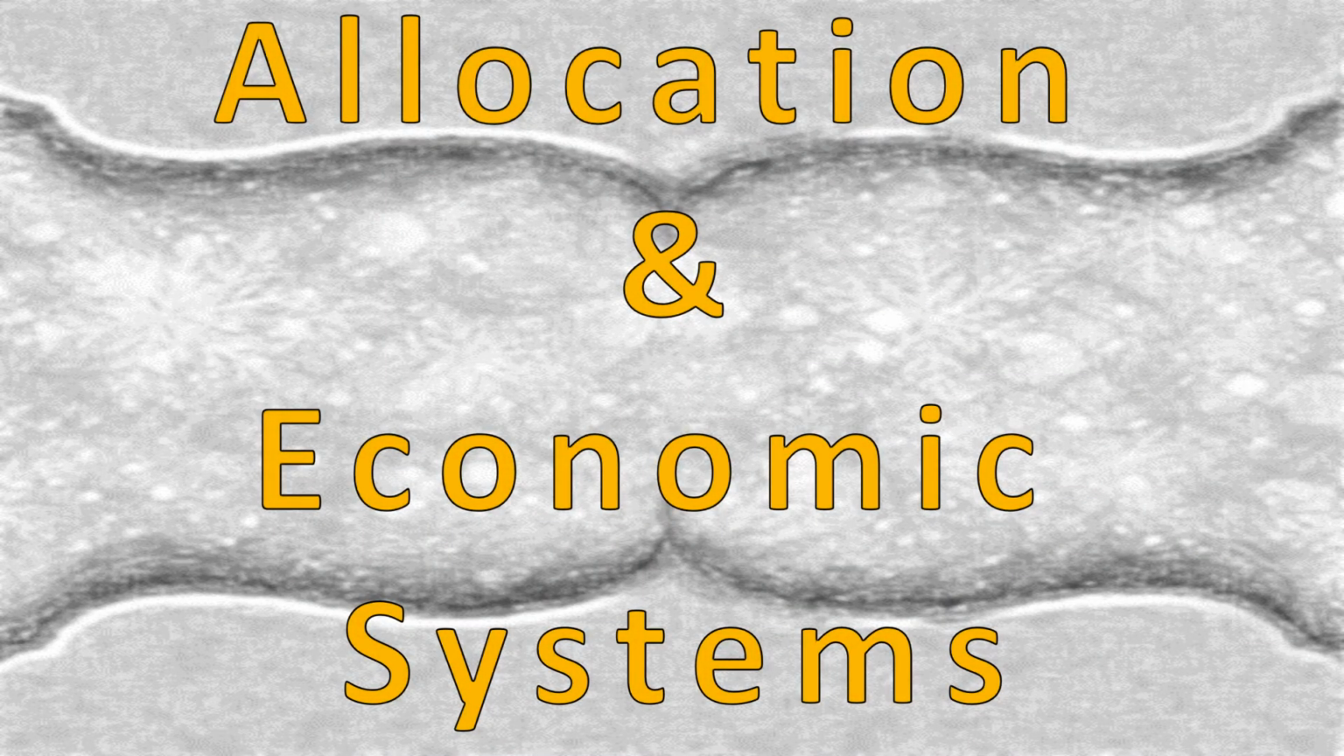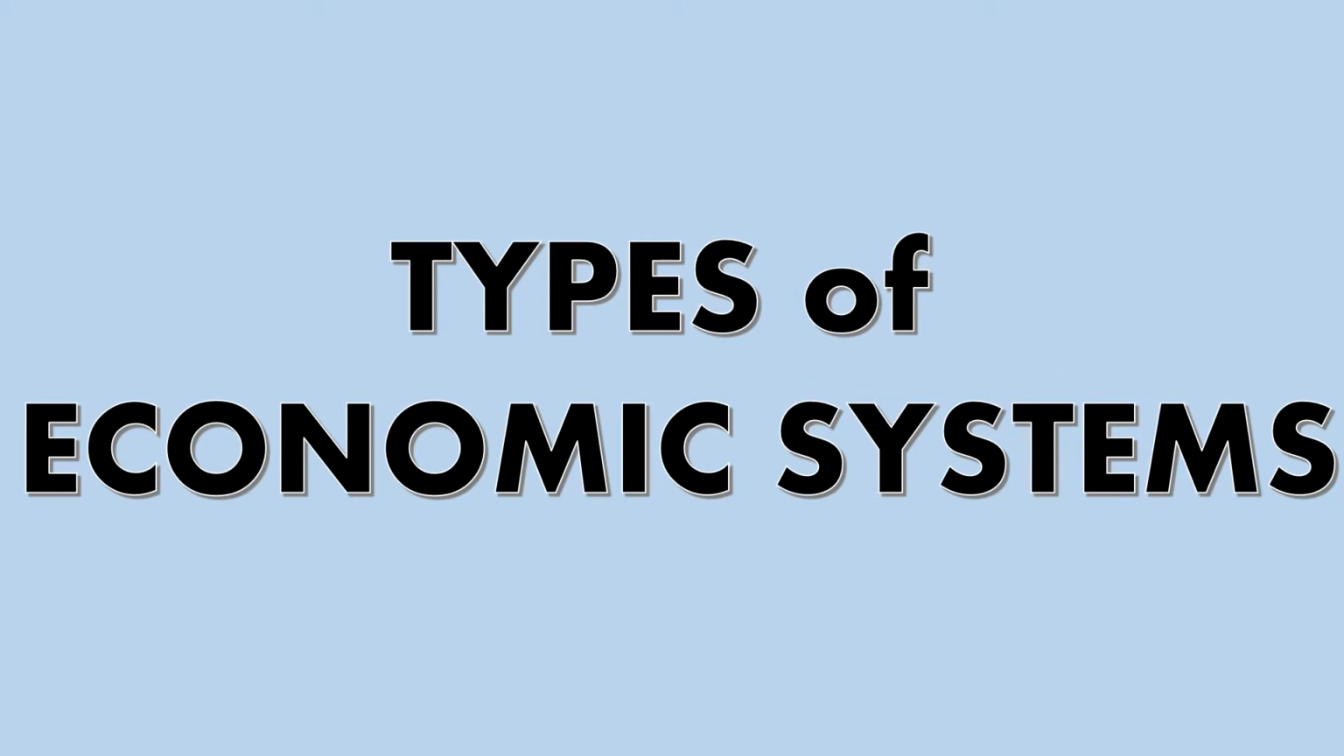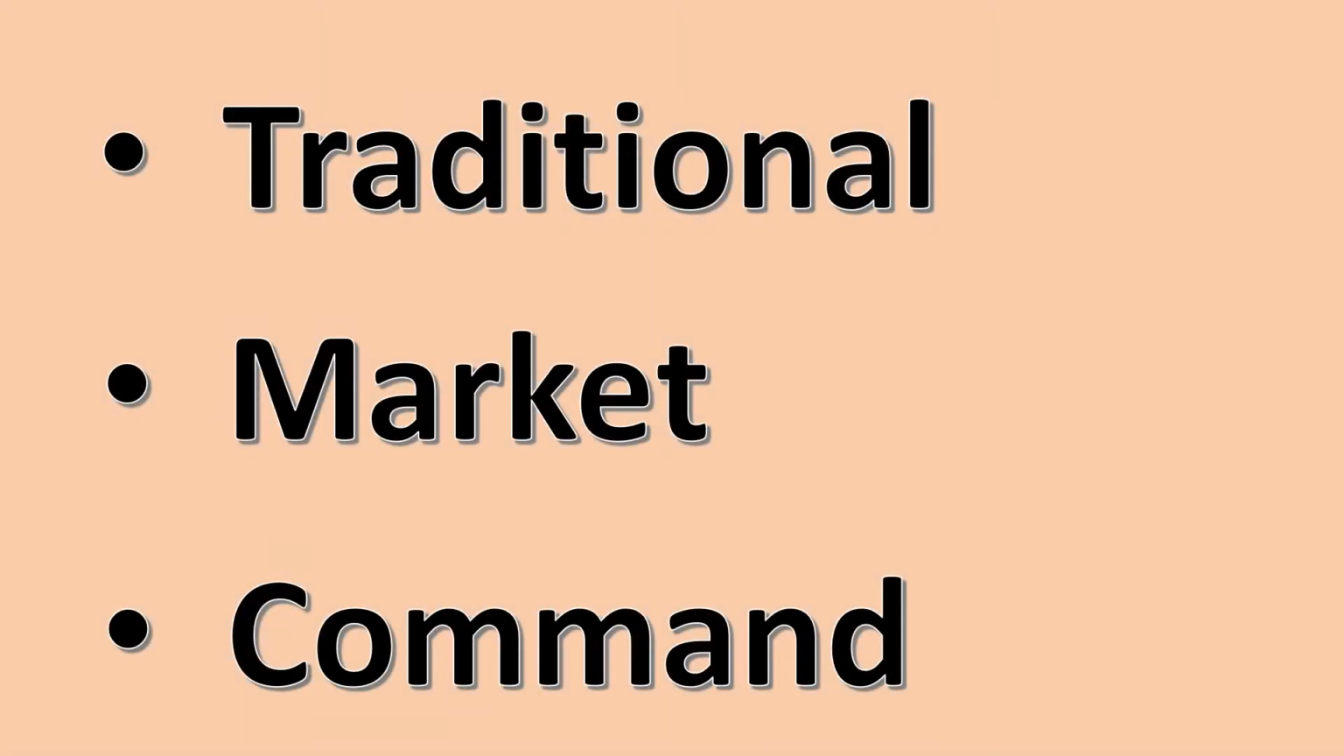Welcome to Lesson 2 of Social Studies 9 Economics. So, for today's topic, we have the economic systems. Today I'm going to discuss the different types of economic systems. We have three types of economic system: traditional, market, and command. So, in today's discussion, you will know what these economic systems are.